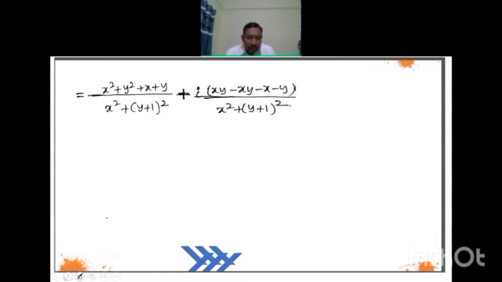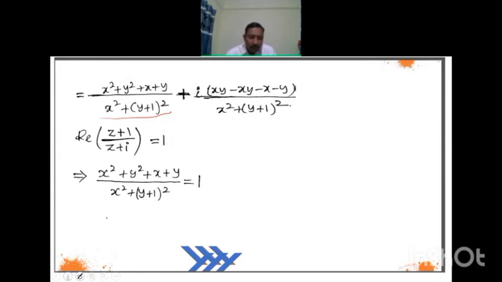So upon simplification, by separating the numerator and the denominator, we get (x square plus y square plus x plus y) by (x square plus (y plus 1) whole square). So we require the real part, so I did not bother about the imaginary part and did not simplify it. Now the real part of (z plus 1) by (z plus i) is equal to 1. That means the real part, (x square plus y square plus x plus y) by (x square plus (y plus 1) whole square), is equal to 1.